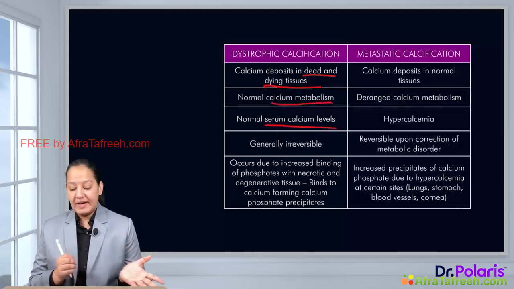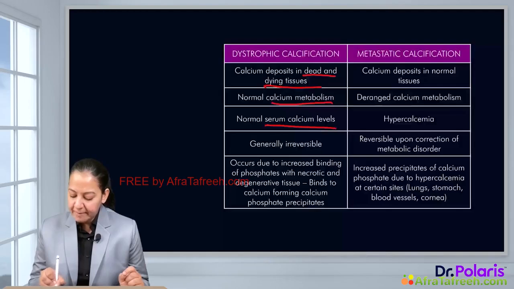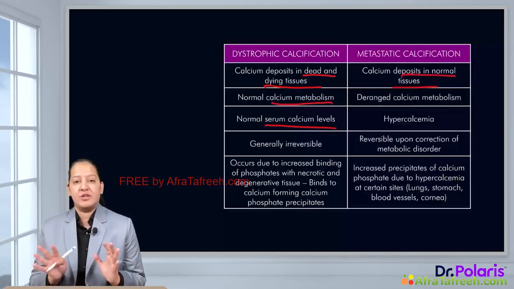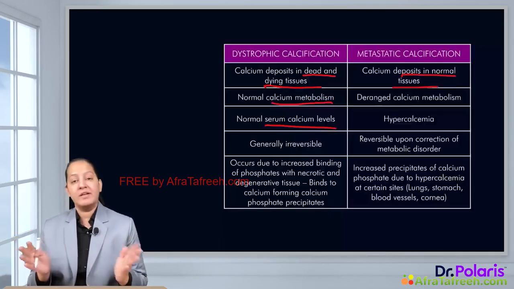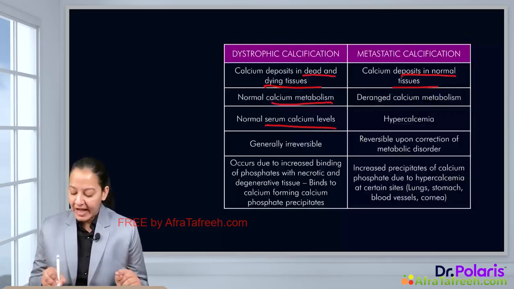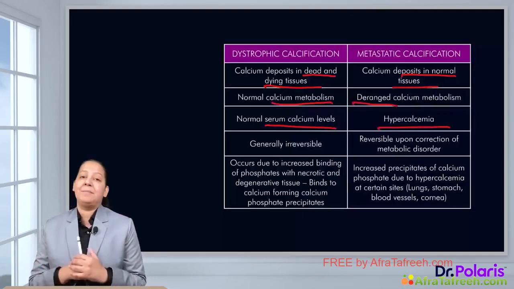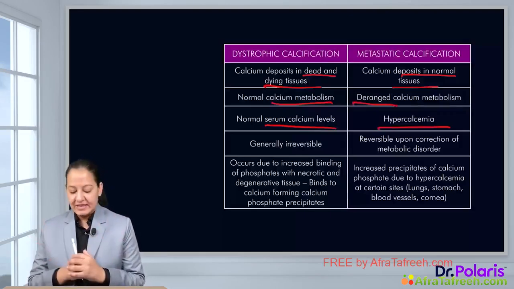But on the contrary, in metastatic calcification, the calcium deposition occurs not in dead and degenerated tissue. It occurs in normal, healthy, live tissue. But here in the blood, the calcium metabolism is deranged, and in the blood there is hypercalcemia. This is the biggest difference between them.